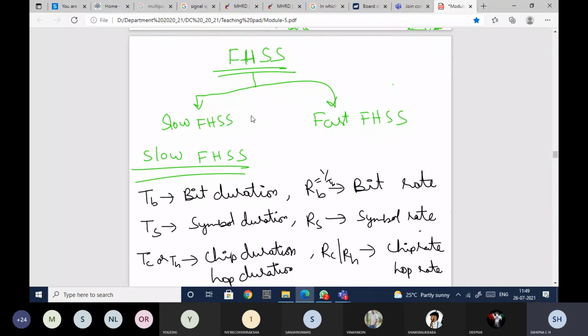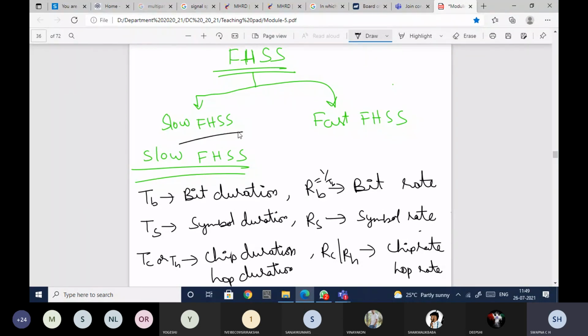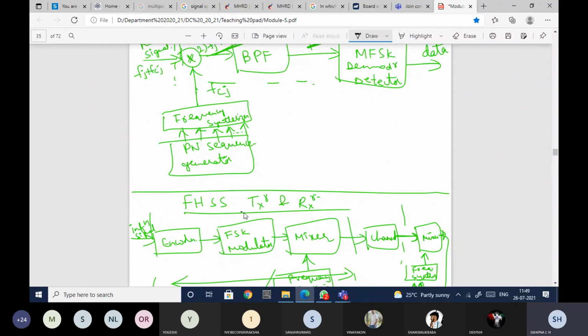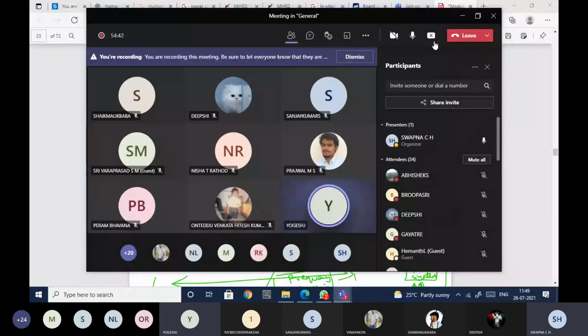So how this frequency hopping spread spectrum transmitter and receiver works is clear to you, right? How the transmitter is able to transmit the signal and how the receiver is able to demodulate the signal. Is it clear? Yes, ma'am. Okay, fine.